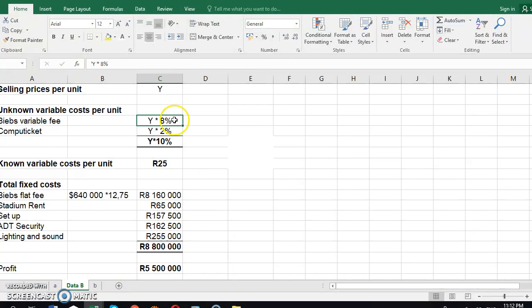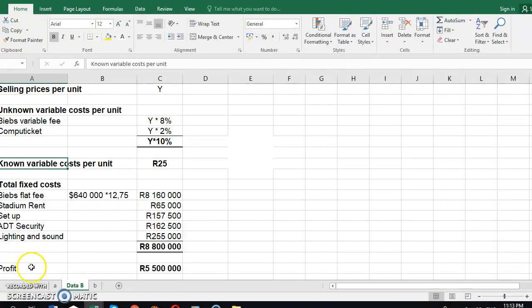And it may look stupid, but if your unknown is y or x or whatever you call it, then 8% of y and 2% of y will just give you 10% of y. It's okay that it's y because we will solve for it in the end. But just know that this Justin Bieber fee and the CompuTicket fee is linked to the selling price. So in other words, whatever the selling price is, we need to multiply these variable costs with the selling price.